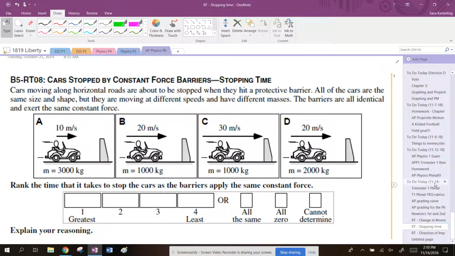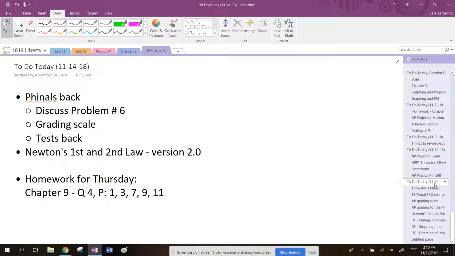E is greater than A equals C is greater than B. 3. E is greater than C is equal to A. C, right? Yeah. I know what Brian said. Yeah.